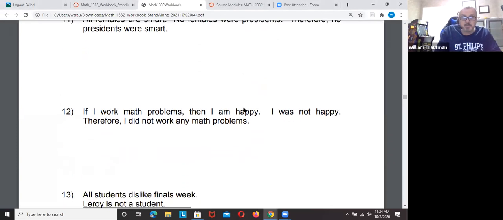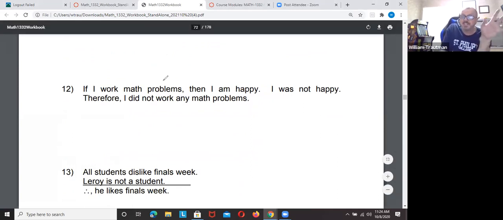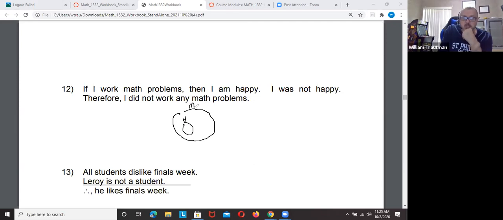Number 12. By the way, one of these questions is on the final. If I work math problems, then I will be happy. If I'm working math, I will be happy. I'm always happy when I work. Yeah, I think that's how we should write it.